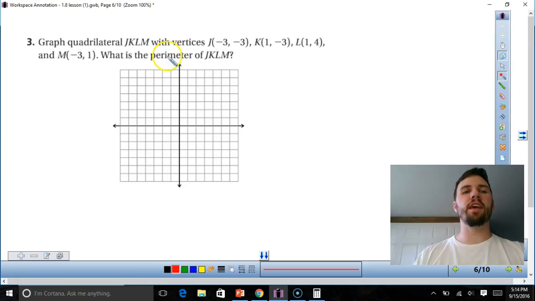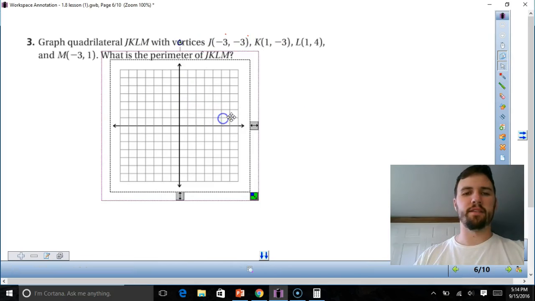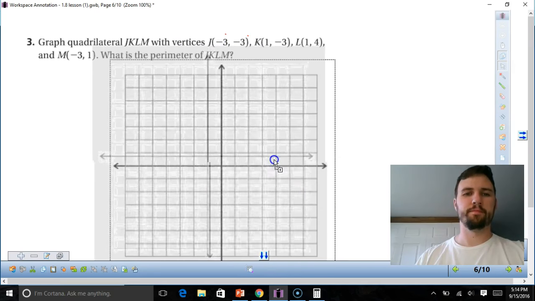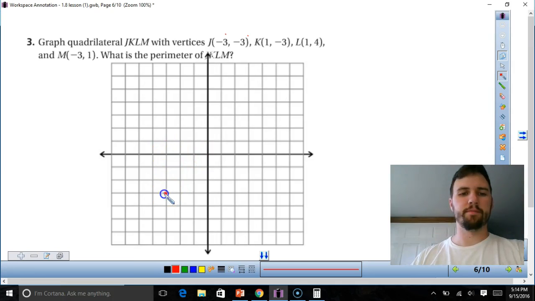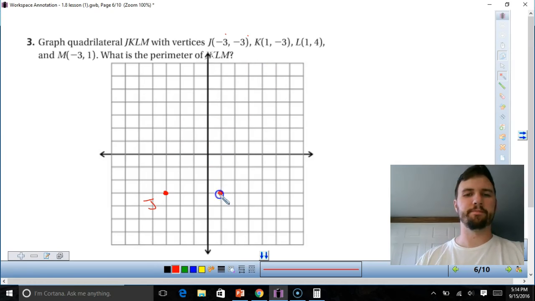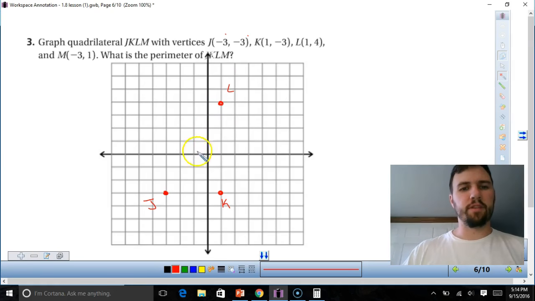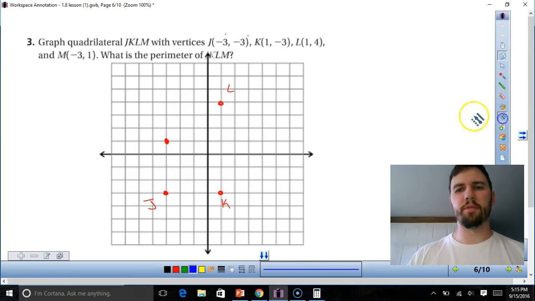Given quadrilateral JKLM with these points, we've got to plot them first. They're plotting against us. So you have -3, -3. That's J. We have 1, negative over 1, down 1, 2, 3. That's K. 1, 1, 2, 3, 4. L. And M, which is -1, 2, 3. Positive 1. Alright, and I've got to find the perimeter of that beast.